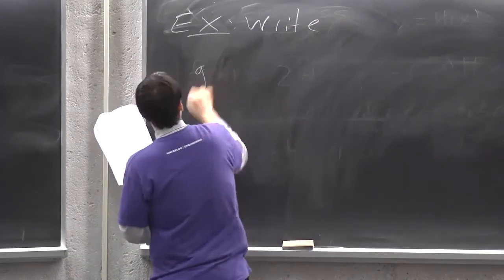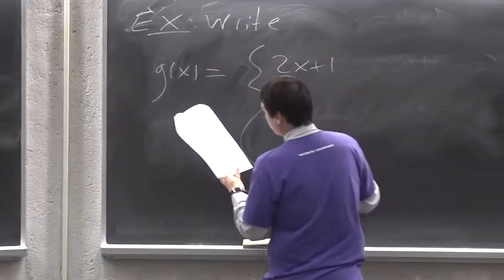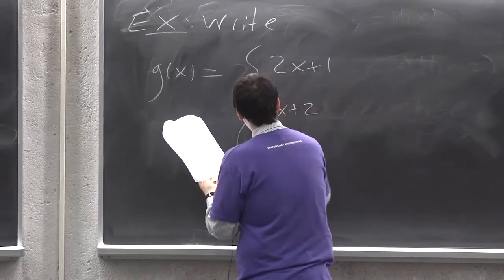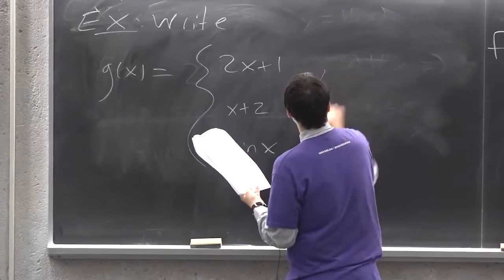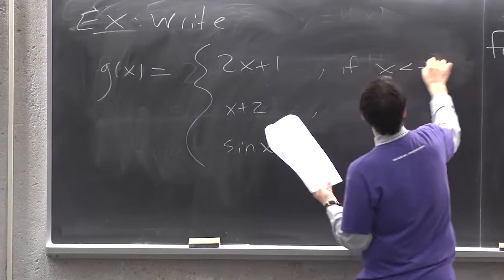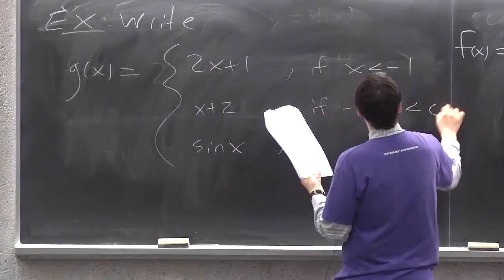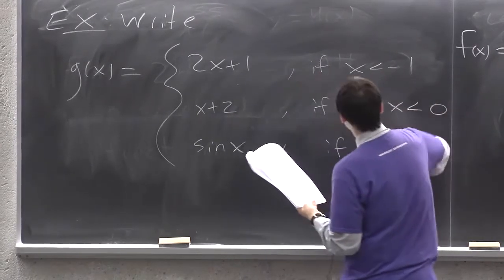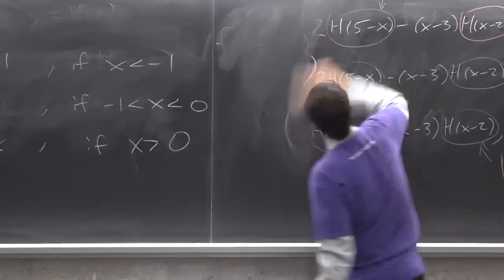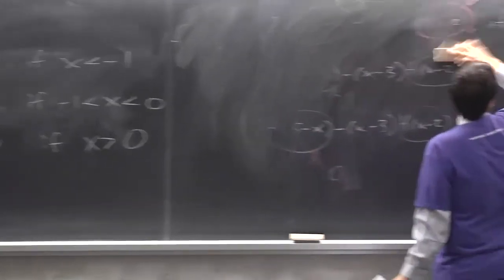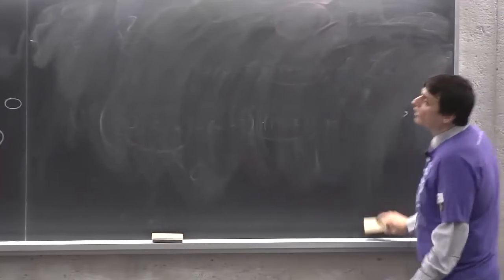Write g of x equals 2x plus 1, x plus 2, and sine x, these three pieces, for these different regions of x. So if x is less than -1, if x is between -1 and 0, and then if x is greater than 0. Okay, so it's a piecewise function. I'm using the letter g to be a different function than the previous example. That was called f. So what am I saying?